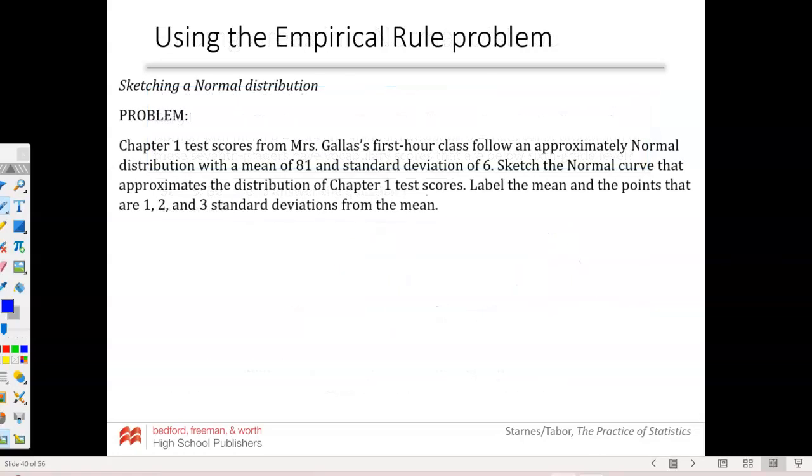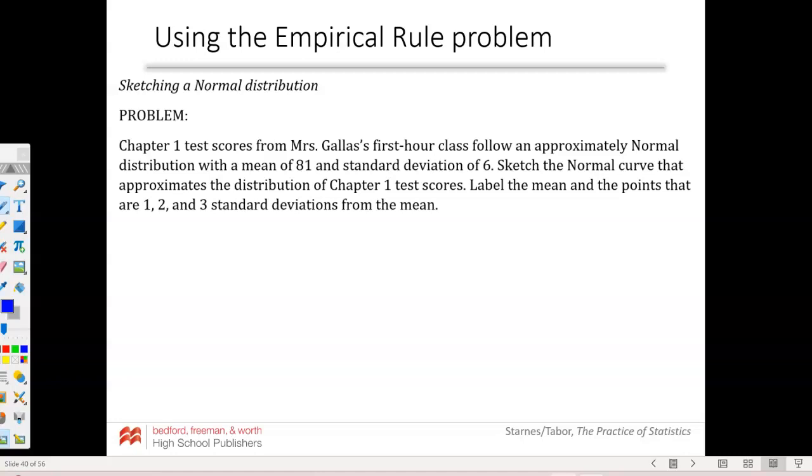Okay, so let's try one, see if you can do it. So here's the chapter 1 test for Mrs. Gala's first hour class. The scores were approximately normal with a mean of 81 and a standard deviation of 6. So I want you to be able to sketch a normal curve. Go 3 standard deviations out in each direction, in both directions. You need to do that. This one should be a little easier.